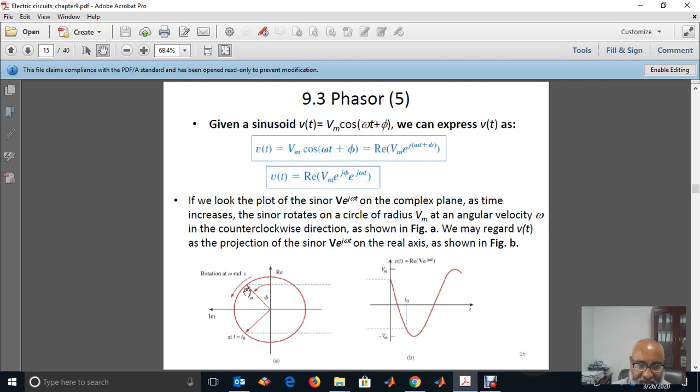If you see this in phasor form, Vm e raised to j phi times e raised to j omega t, that means Vm is not changing, because the magnitude of this is always Vm. So when time is changing, the vector is rotating. The radius is constant, Vm. And if you project this on the real axis, you will find the wave Vm cos of omega t plus phi.